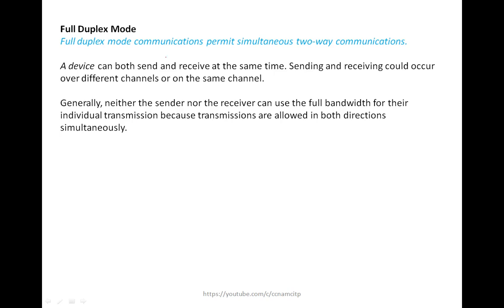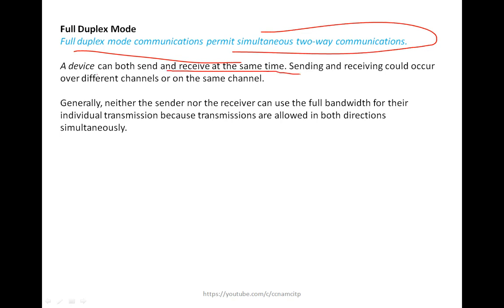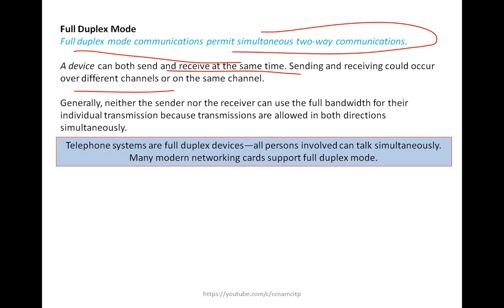Next one is full duplex mode. So full duplex mode communication permits simultaneous two-way communications. Okay, a device can both send and receive at the same time, and sending and receiving could occur over different channels or on the same channel. And generally, guys, a mobile phone is full duplex. Okay, neither the sender nor the receiver can use full bandwidth. So here one part, like sending or receiving, cannot use the full bandwidth of that media. Okay, the amount of utilization of bandwidth of that particular media can be different.